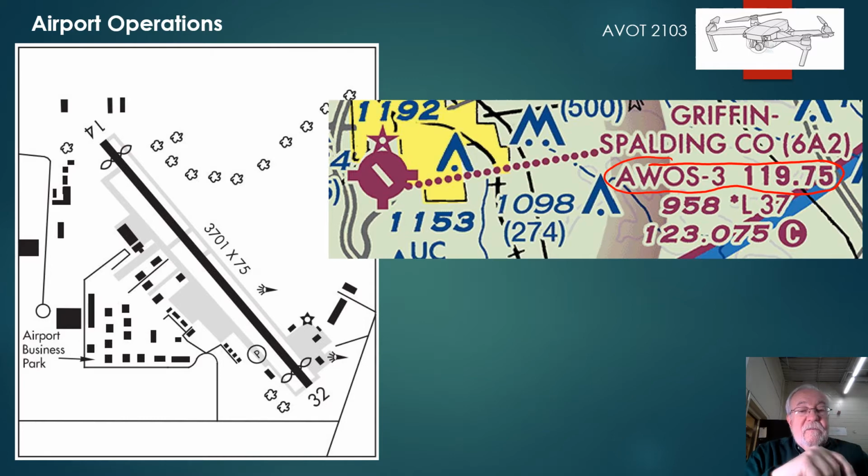So the aircraft's approaching the Griffin Spalding Airport. Before he gets 10 miles out, or somewhere around the 10-mile mark, he tunes into the CTAF frequency. Remember that? There was that C right there. That means CTAF. And so that's the frequency he tunes his transceiver into so that he can start listening and call the Griffin area traffic to let them know.